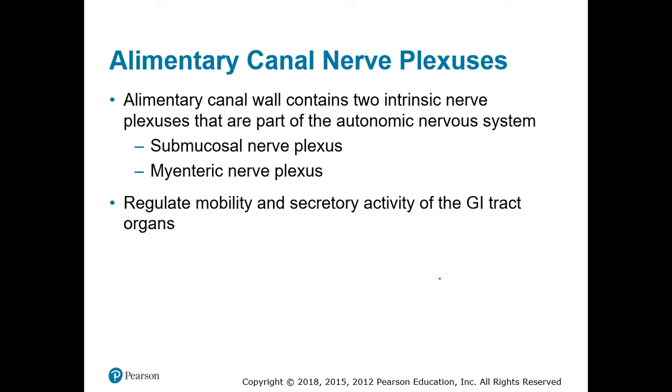The two nerve plexuses that are responsible for things in our GI tract are our submucosal nerve plexus and our myenteric nerve plexus, and these help regulate the motility and the secretory activity of the GI tract. And all that means is how fast food moves through our digestive tract and what chemicals are going to be released to help the breakdown of that food.